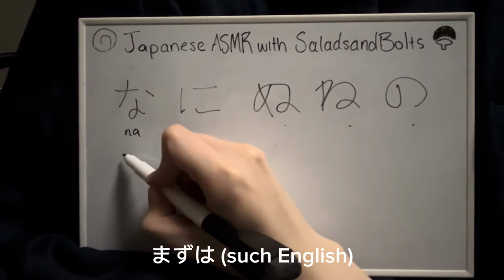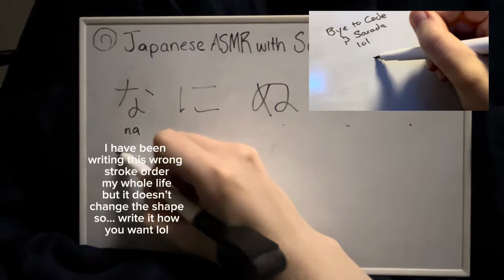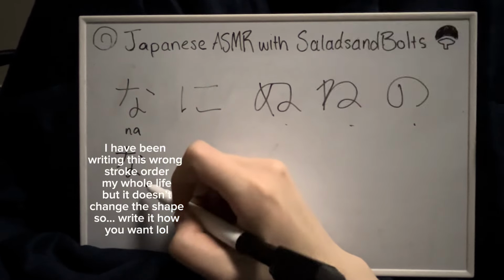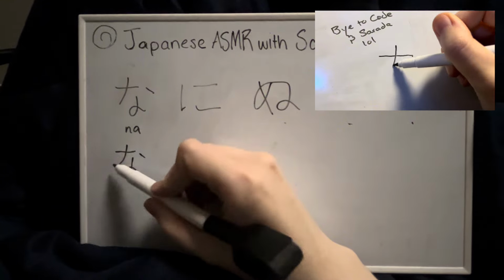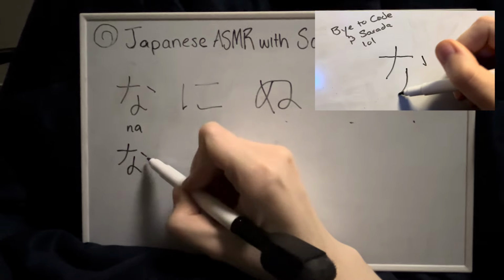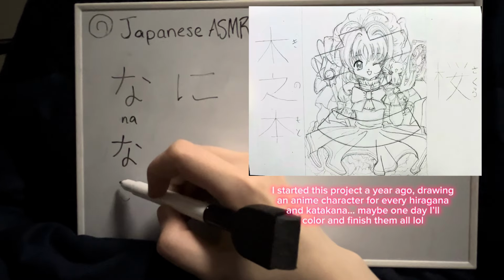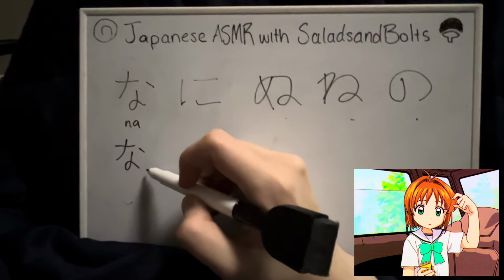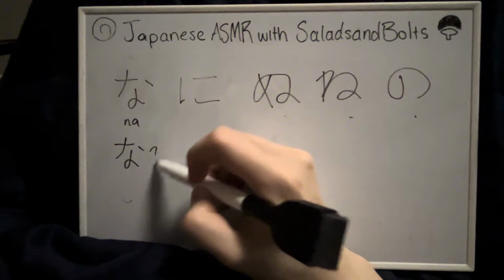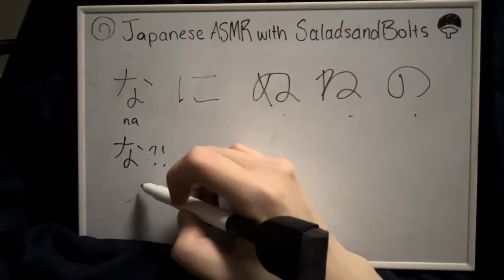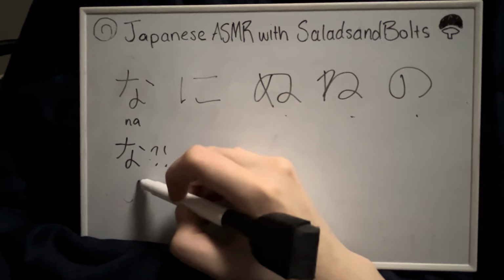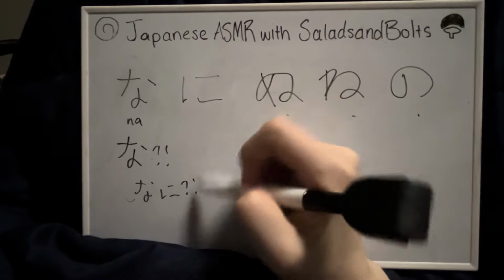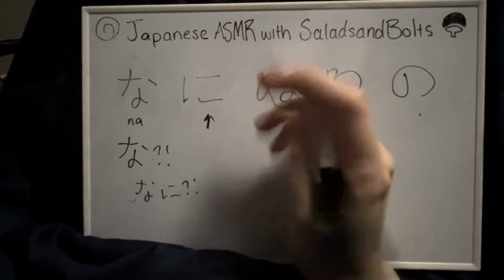First is な. So we have 1, 2, 3, 4 strokes. Sakura from Cardcaptor Sakura, if you watch Cardcaptor Sakura, calls "na" all the time as like a reaction. So this isn't necessarily normal, but it's like if you shorten nani, which is a word that you'll be able to read after you learn this one.